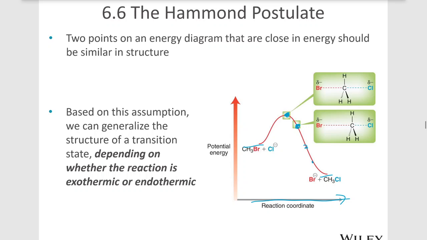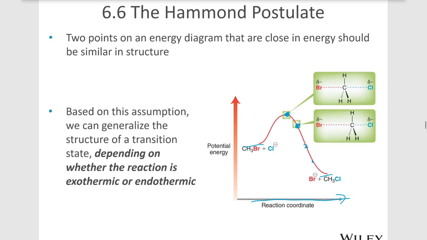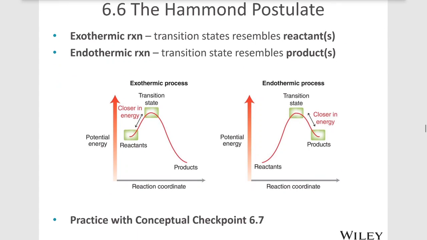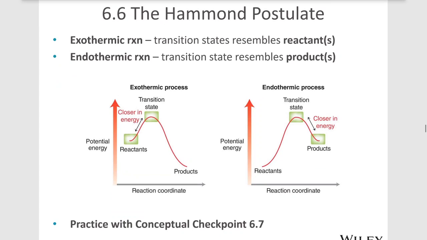Depending on whether the reaction is exothermic or endothermic, we can make some assumptions about the structure of the transition state. For an exothermic reaction, the transition state is going to more closely resemble the reactants because it's closer in energy to the reactants.